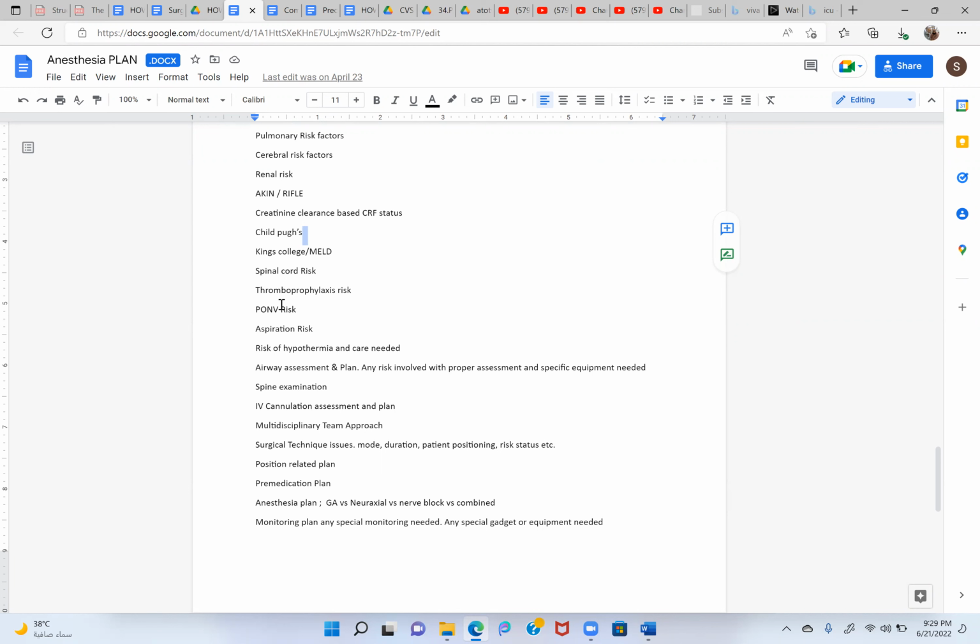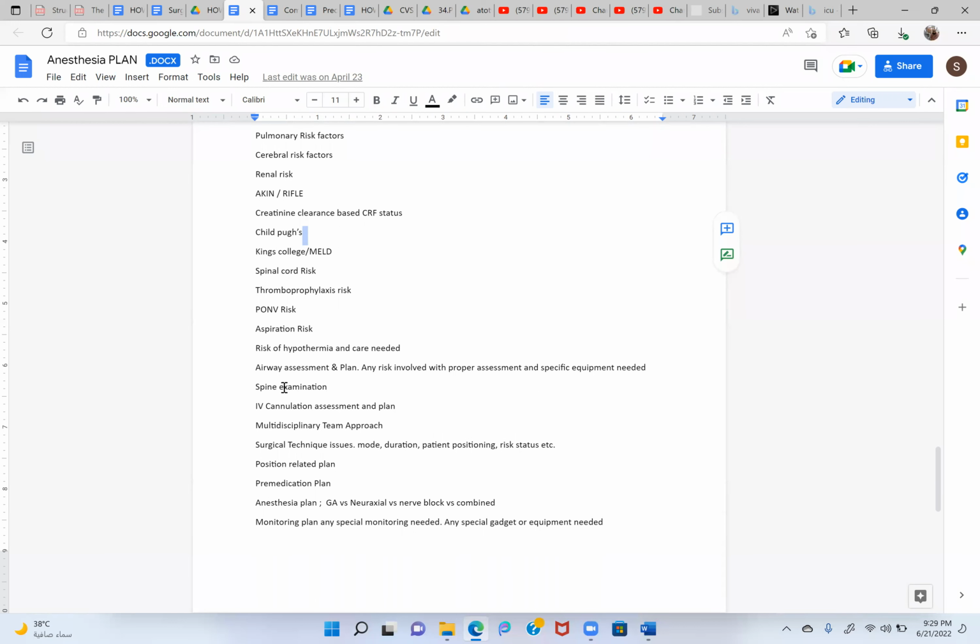So there are some surgical risks, for example, wherever there is involvement of the vagal nerve, there will be more chances of PONV. So this is the basic thing. And in a specific age group in which there is risk of hypothermia and care is needed, how will you anticipate? You will maintain the temperature. You will be giving warm fluids, a warming mattress, covering the patient, a Bair Hugger, things like that. So similarly, airway plan I have discussed with you, spine examination.